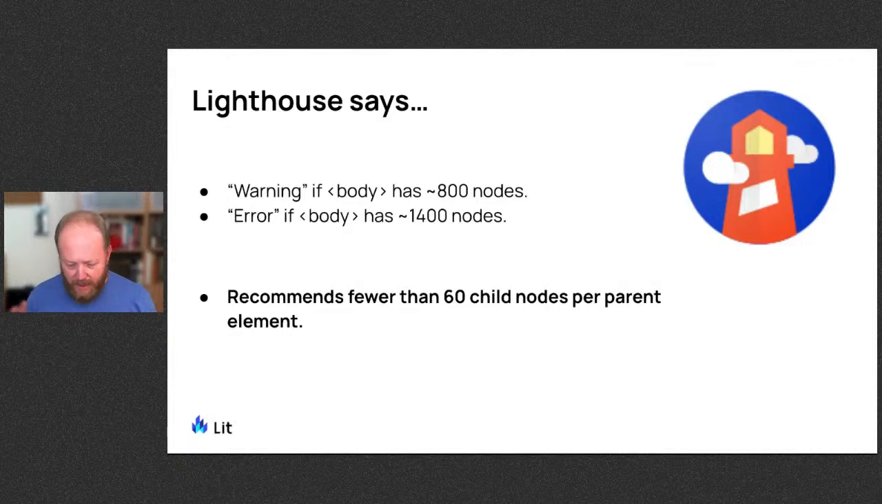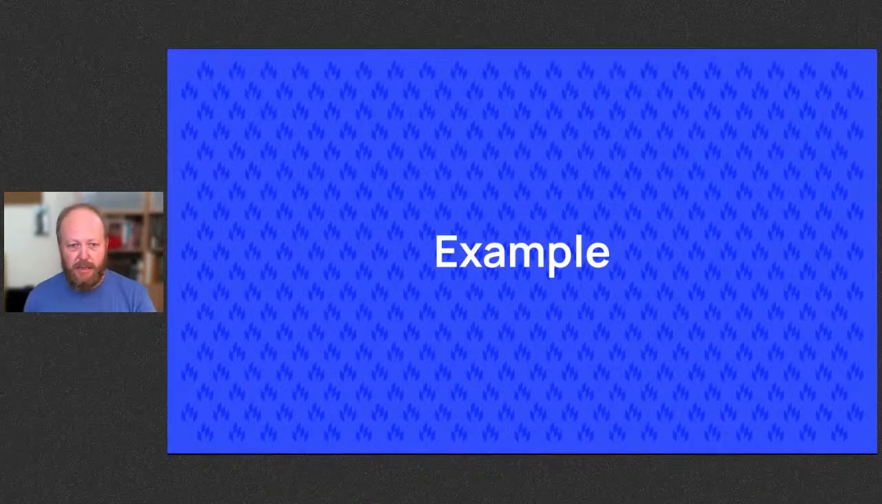Lighthouse, which is kind of the standard way of measuring your web app's performance, has guidelines that say, hey, if you've got 800 nodes in your DOM, that's too much. 1,400 nodes, I'm going to scream at you. But the most important piece of advice that it gives, the most important guideline, is it says, if you have any parent node that has 60 or more child nodes, it's basically saying your list is too big. Find another way.